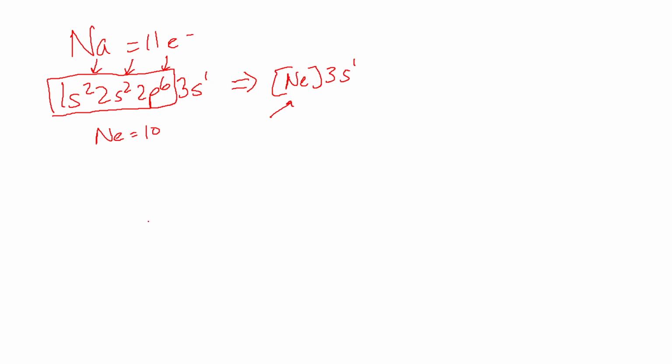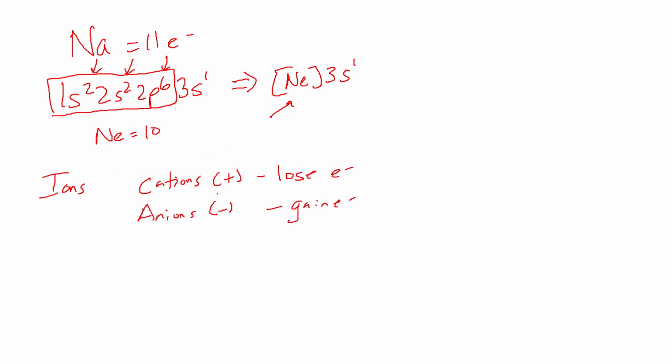One last thing here to wrap up this quick video before we end it on electron configuration is ions. So ions are things with charges. There are cations, which are positively charged, and that's a result of losing electrons. There are anions, which are negatively charged, a result of gaining electrons. And how does that affect electron configuration?